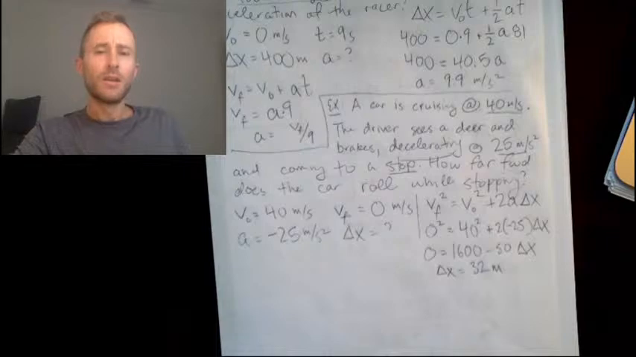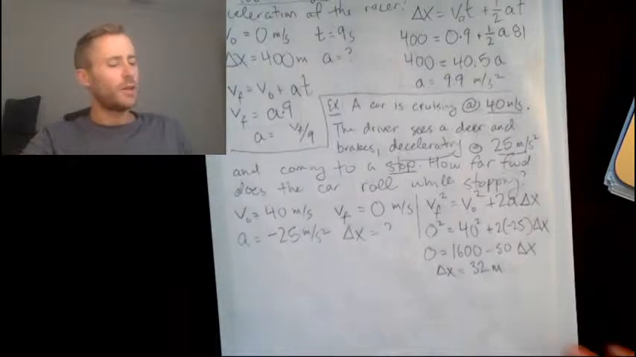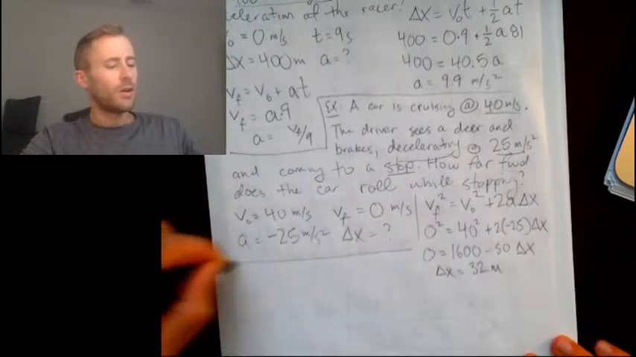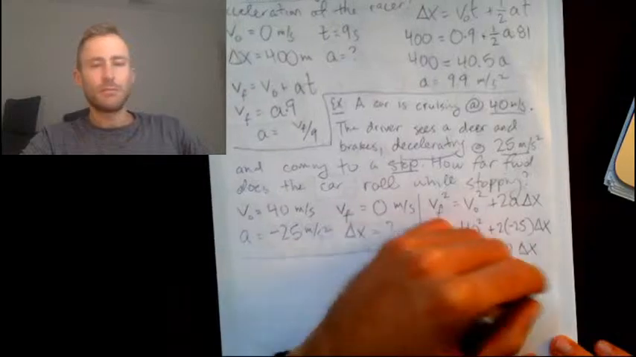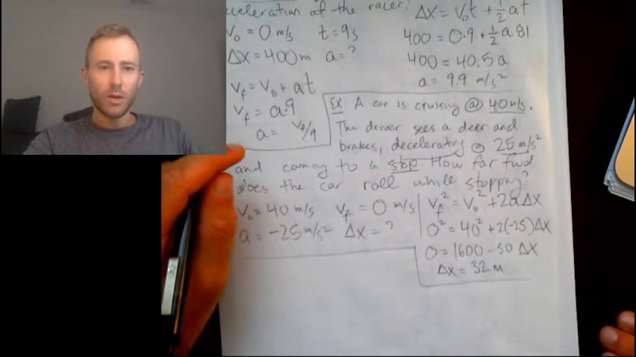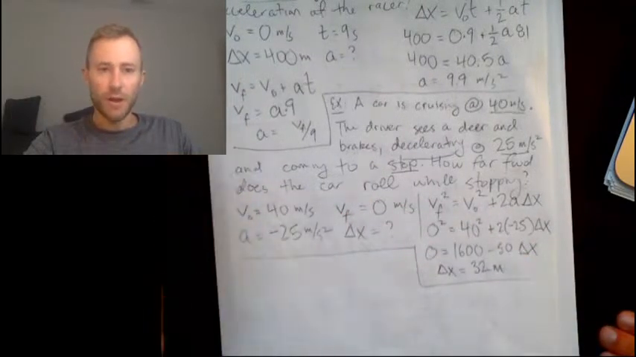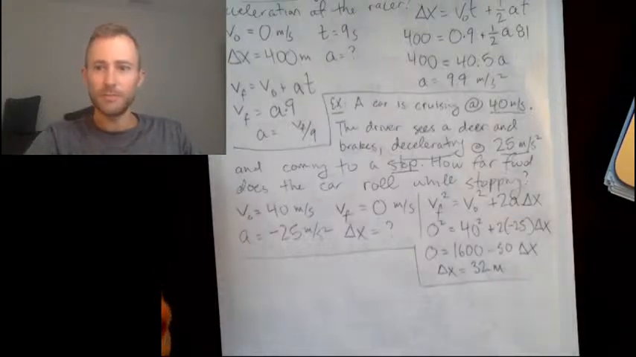All right. So let me ask you this. What would happen if the deer was 30 meters in front of the car when the brakes were applied?